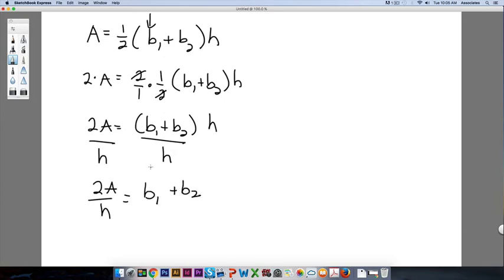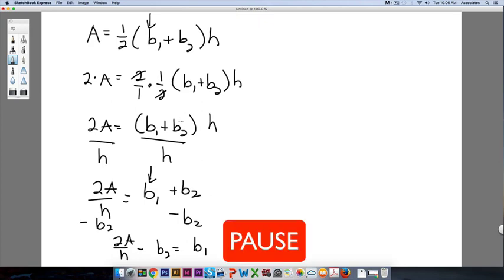I want to get this guy all by himself, so the inverse of adding b sub 2 is subtracting b sub 2. So I get 2a over h minus b sub 2 equals b sub 1. And there's your answer. All right, I could have done this another way. At this step, I could have distributed, but it's just going to make your problem a lot harder. But if you did go ahead and distribute and worked it through, I would still give you perfect credit. All right, so pause if you need to.